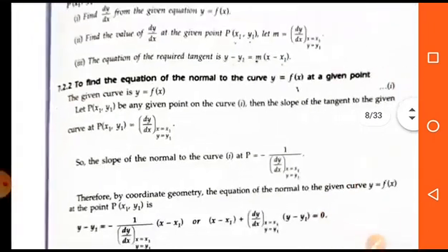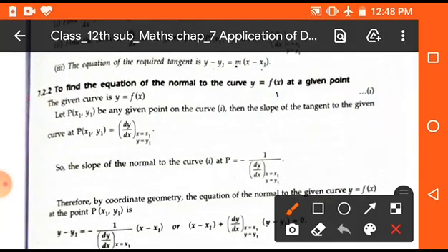Now students, see, to find the equation of the normal to the curve y equals f(x) at the given point, you will have to change only the slope. You will have to use minus 1 upon dy/dx. That means dy/dx will be the same as for the tangent, and you have to take its reciprocal with a minus sign. Clear? And the equation is the same.